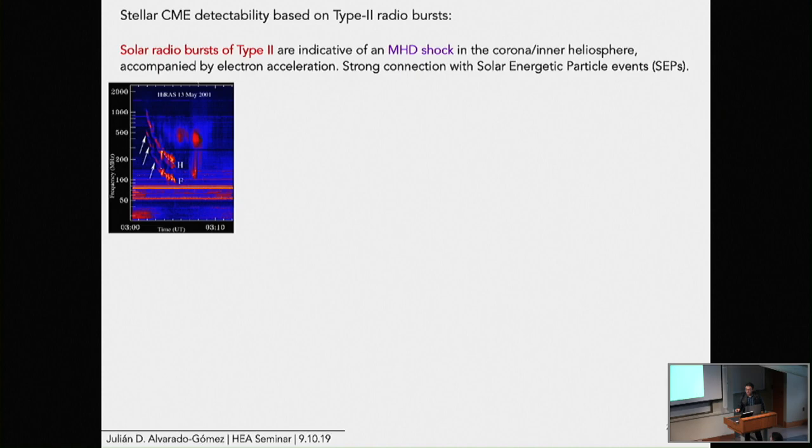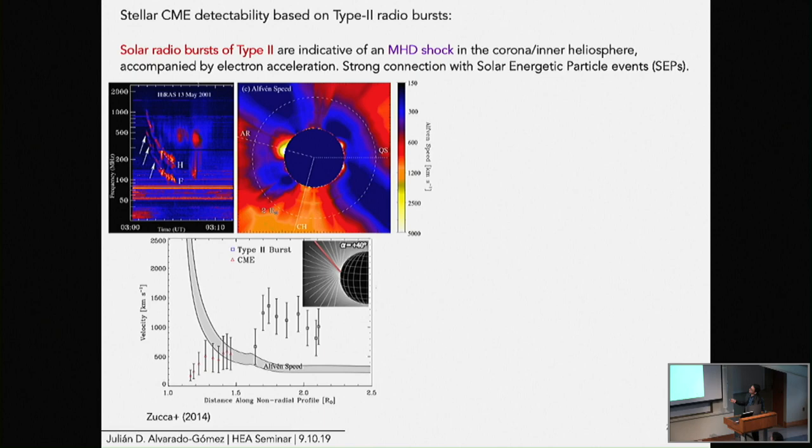This is frequency in a radio spectrum against time, and they are characterized by these two drifts, which are typically associated with the fundamental and the first harmonic of the plasma frequency in that location. So this is, for instance, how they look in the Sun. This is an Alfvén speed map in the projection of the plane of the sky. This is how they look above an active region, a coronal hole, and the quiet Sun. And you can see what the numbers of the Alfvén speed are here.